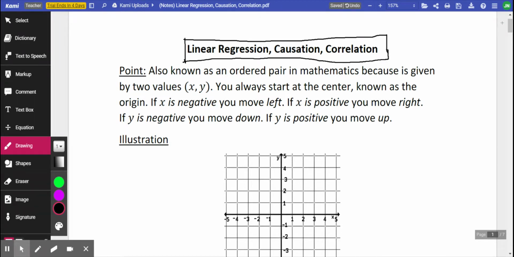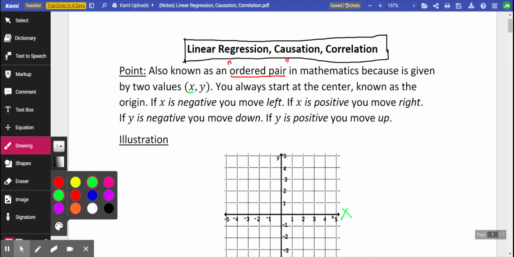points, because we're going to be doing a lot of that when we gather data to be able to do this in class practically. So a point is also known as an ordered pair. So they use these terms interchangeably. They can say graph this point, or graph this ordered pair, or the set of ordered pairs, and so on. It is given by two values, the x and the y. So the x is given because that falls on the x-axis, and whatever number is given for y falls on the y-axis.